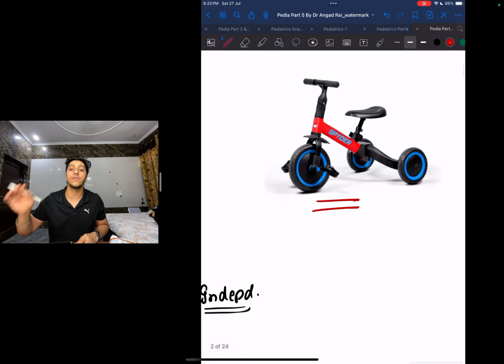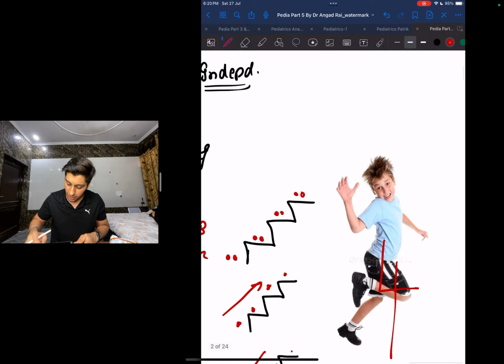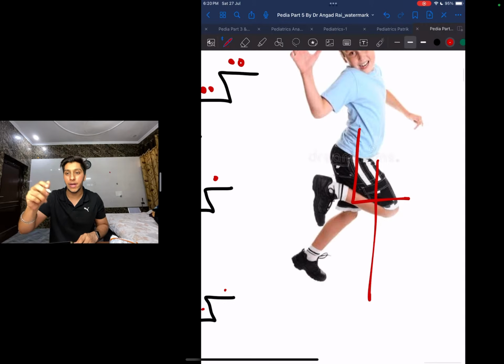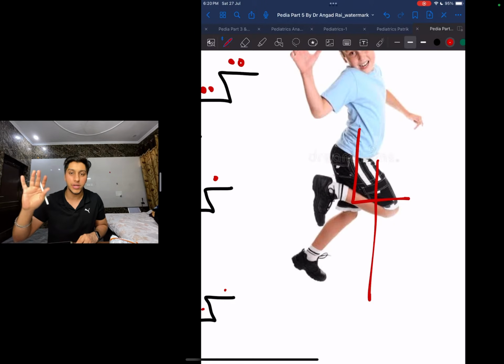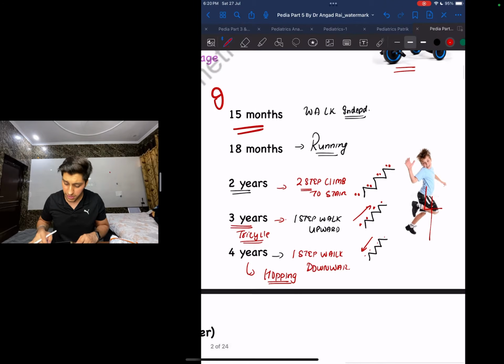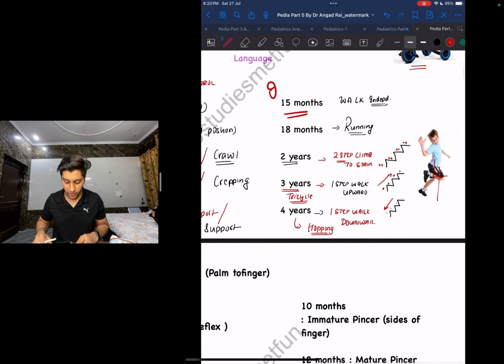And if they ask you when does the baby or when does a child hop, that will be by 4 years of age. How do you remember this? If you see, if anyone is hopping like one leg like this, it looks like number 4. So you can remember it this way. Hopping is achieved at which age? By 4 years of age. So this is your gross motor milestones.